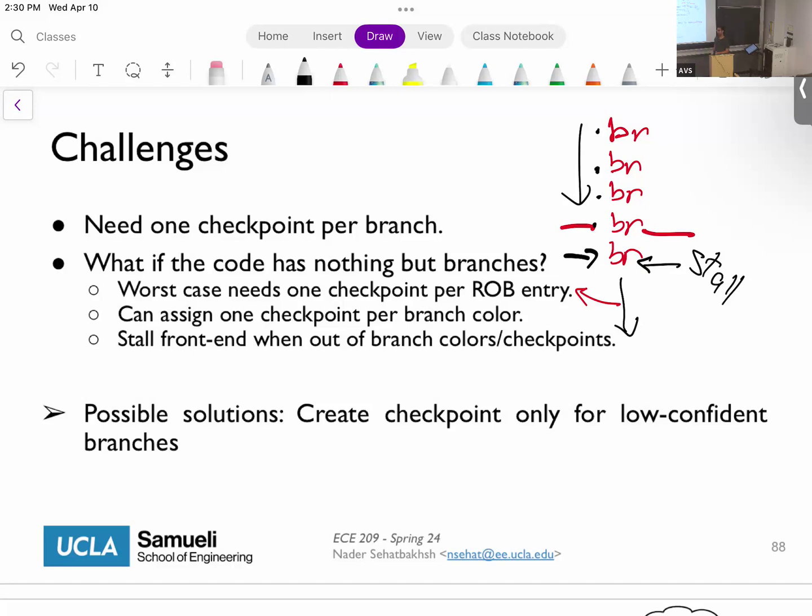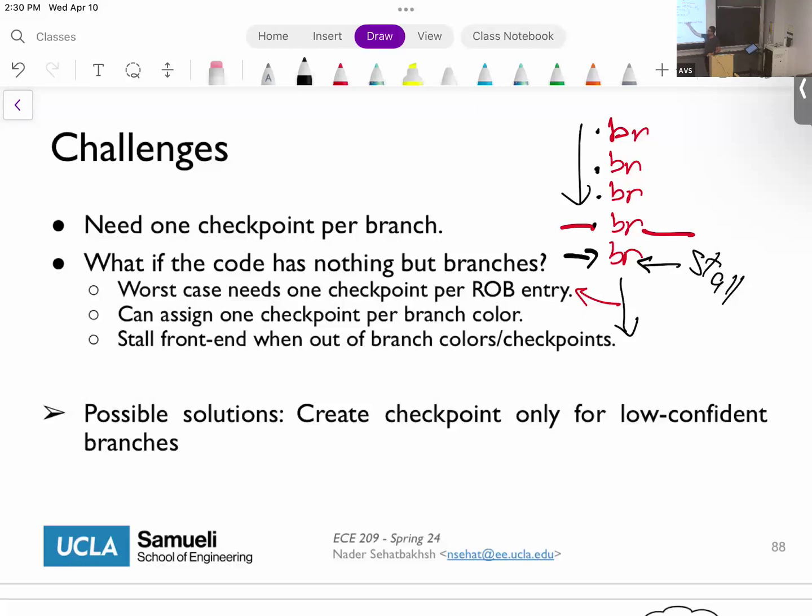Okay, but usually this rarely happens. If you have a high-end processor, you can have more checkpoints. This is again the trade-off between performance and area, storage, and power. If you have enough of these checkpoints, then you're good to go. Okay.